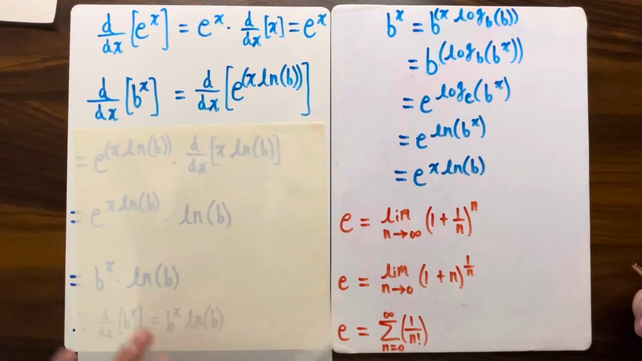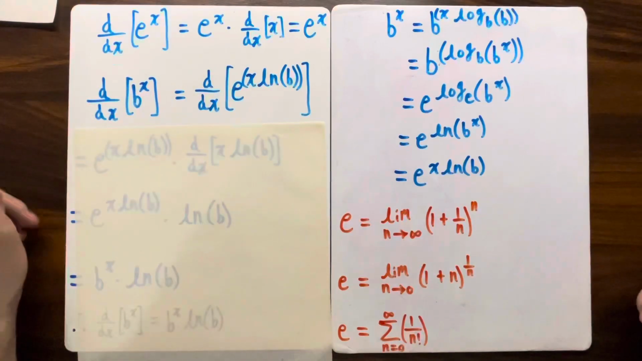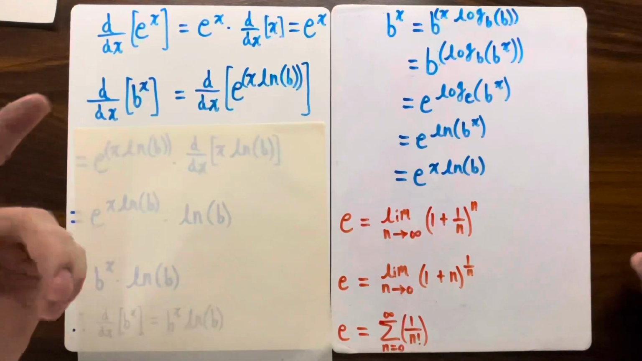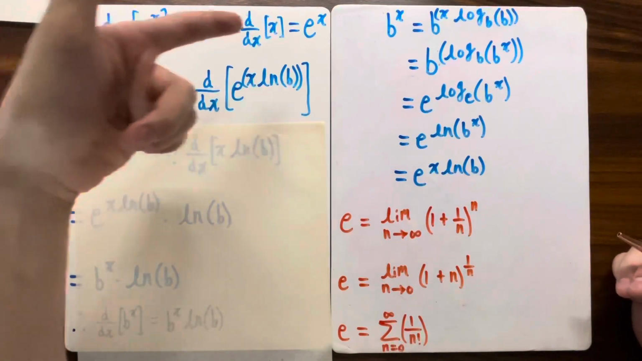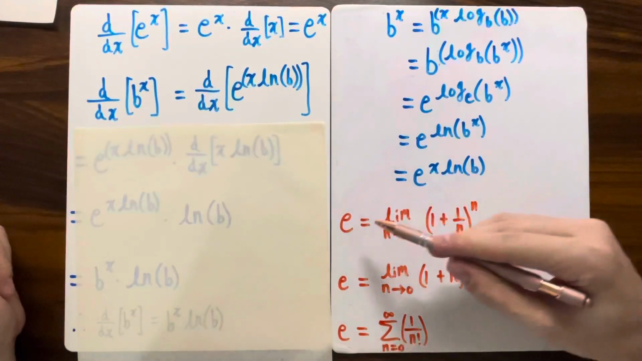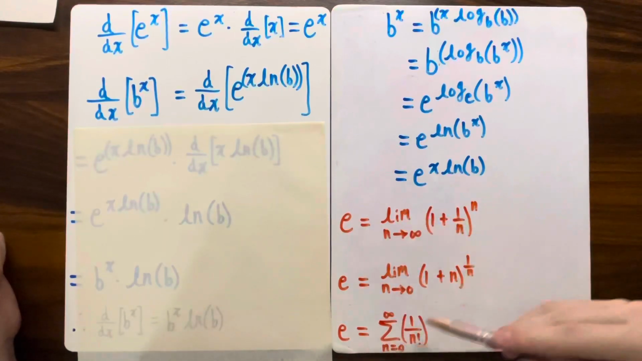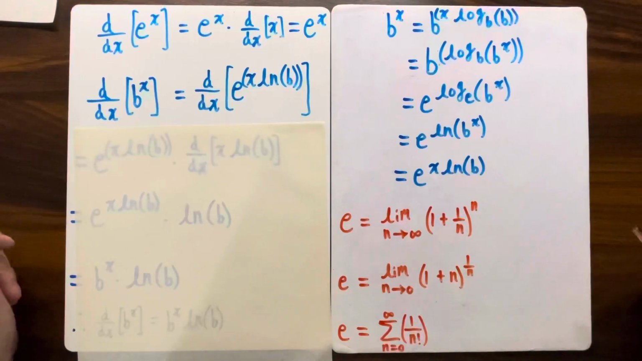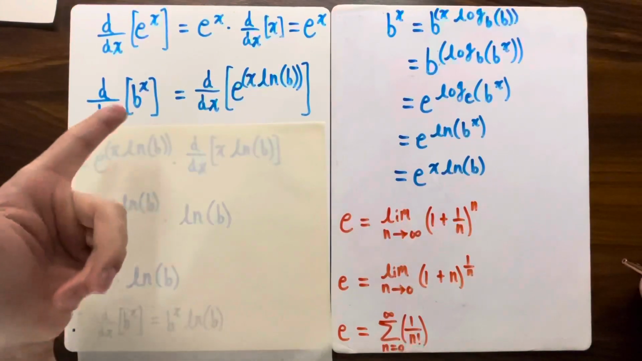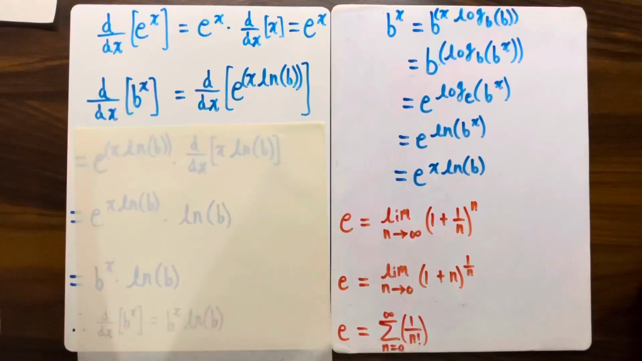So let's say that we're trying to figure out what is the derivative of b to the x. So some other number different than e. So the reason why the derivative of e to the x is just itself has to do with what e actually is. See, b is not equal to this. So we're going to get a different answer. We're not going to get that the derivative of b to the x is b to the x.